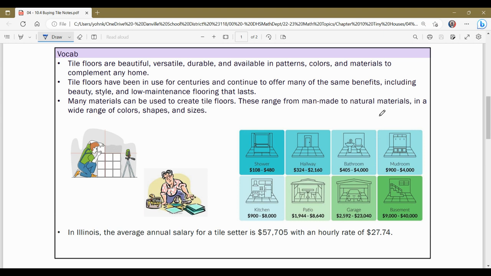In Illinois, the average annual salary for a tile setter is $57,705, an hourly rate of $27.74. You could earn a nice living being a tile setter.